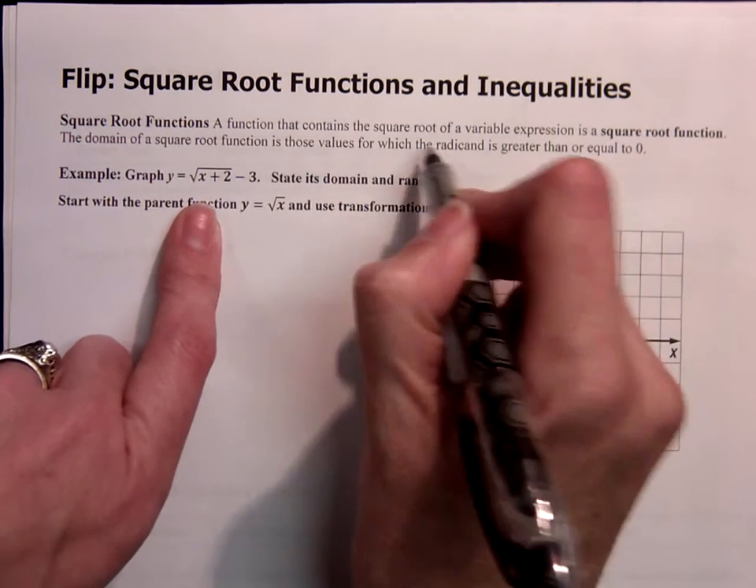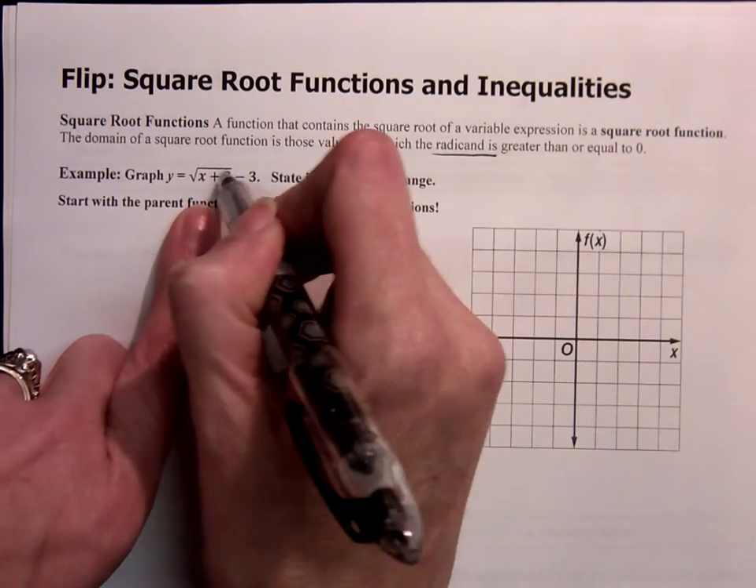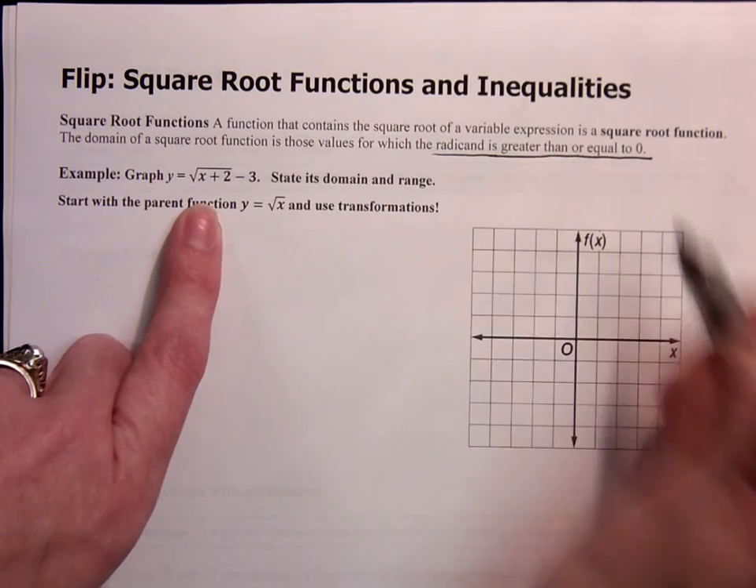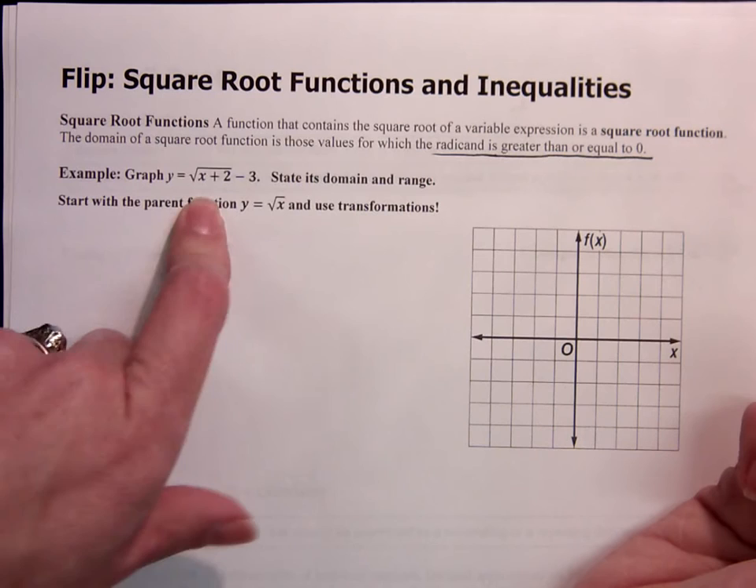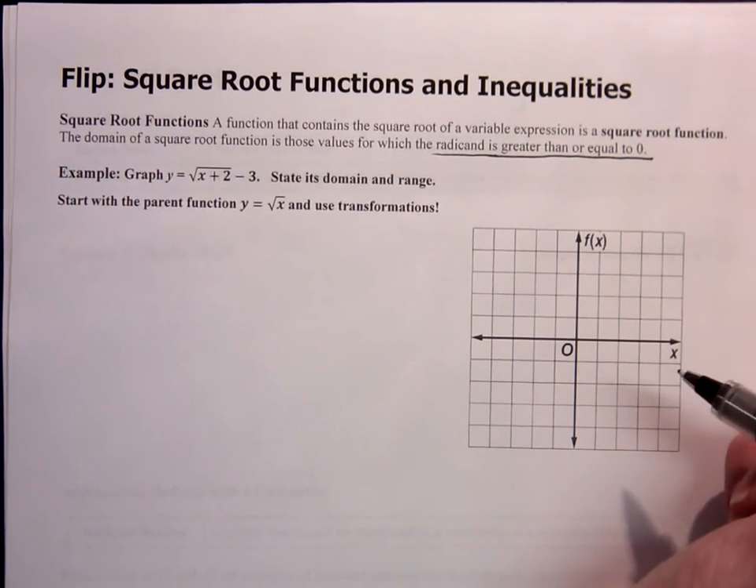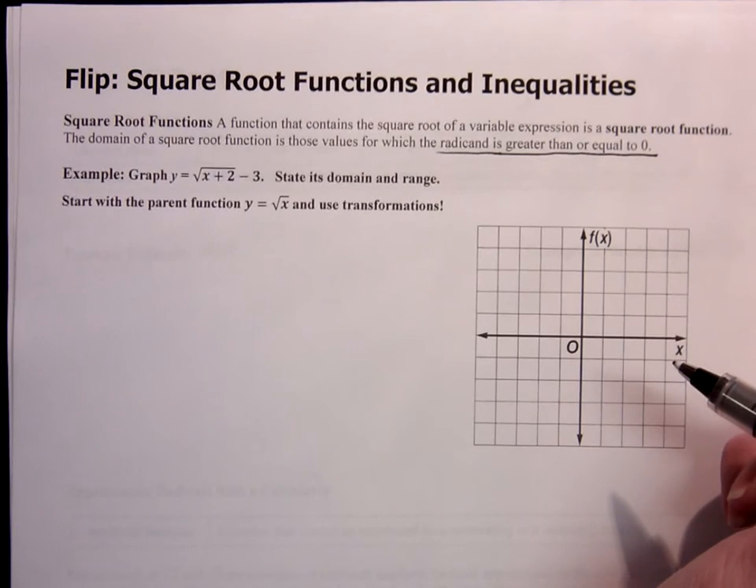And that's what this is talking about, the radicand, so that's the information underneath the radical, is greater than or equal to 0. I can take the square root of 0, but I can't take the square root of -1 and have anything to plot or have anything that I can work with in the real world.